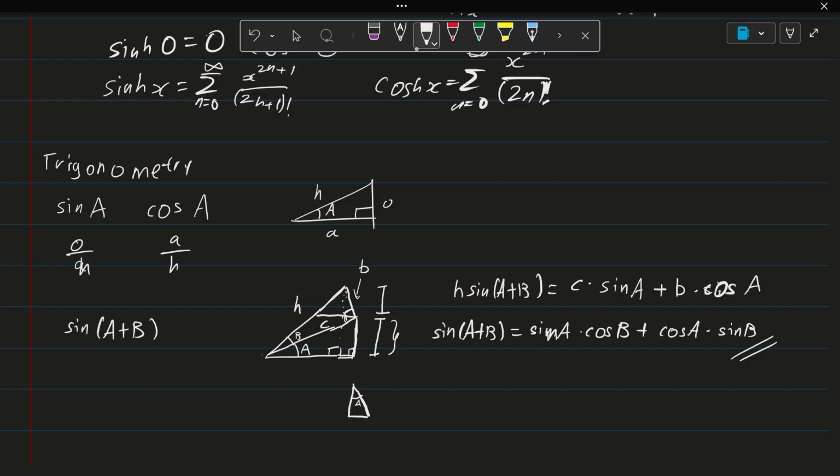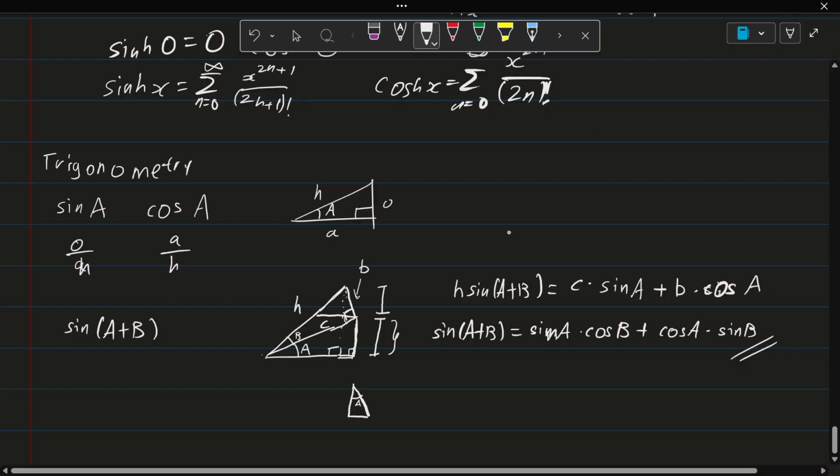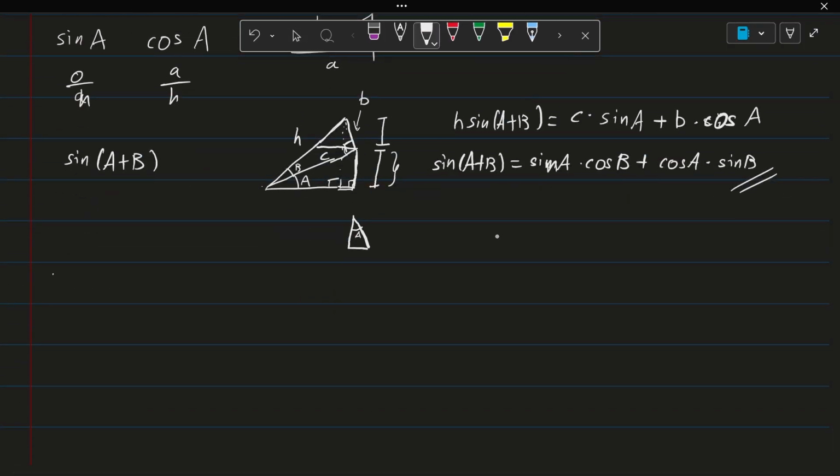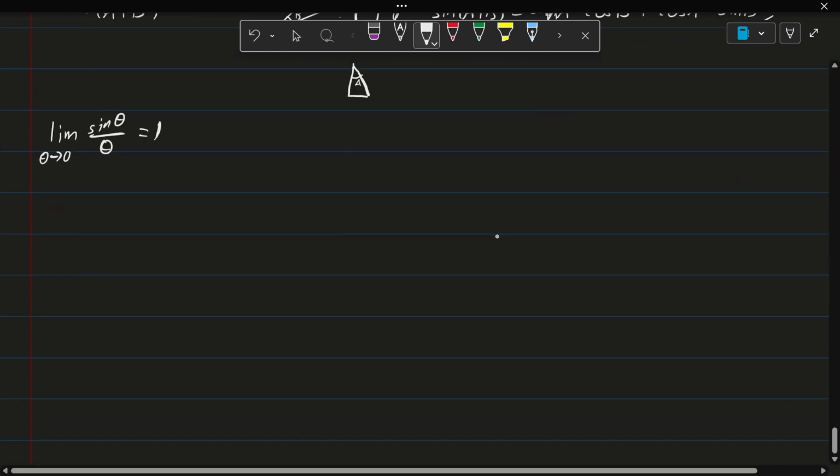And now the second thing that we want to develop is the limit of sine theta over theta. So let's do that: the limit of theta going to 0 of sine theta over theta. Maybe you already know this to be equal to 1. But how do you know that? Why is it the case? We will just do this using geometry.